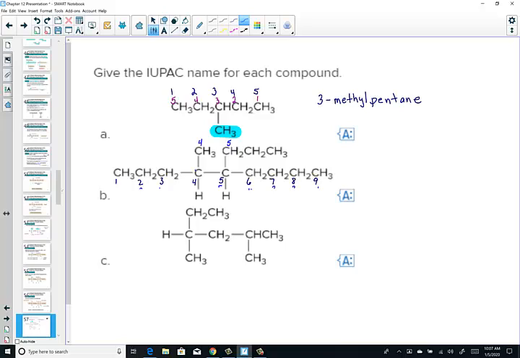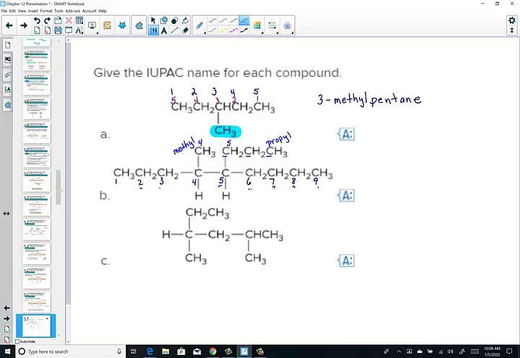All right, so let's name these. Carbon 4 is a 1-carbon branch, so that's a methyl group. Here is a 1, 2, 3 carbon branch. 3 carbons gets the prefix prop, so this is a propyl group. And it's the only branches that I see in letter B.